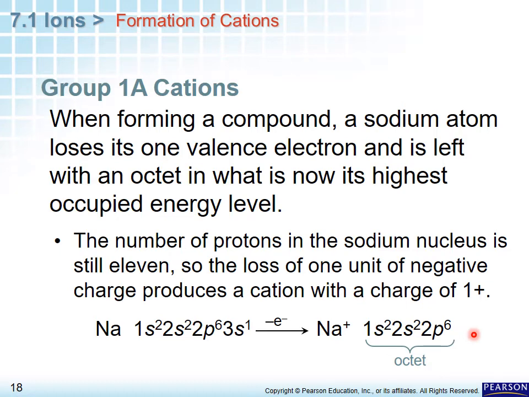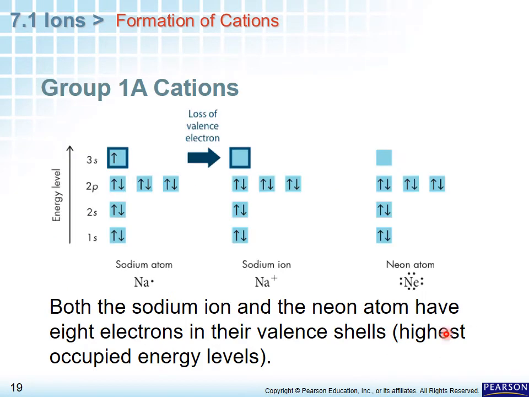Okay, good. This is neon. Now look here, boys. Both the sodium ion and the neon atom have 8 electrons in their valence shell, the highest occupied energy level.